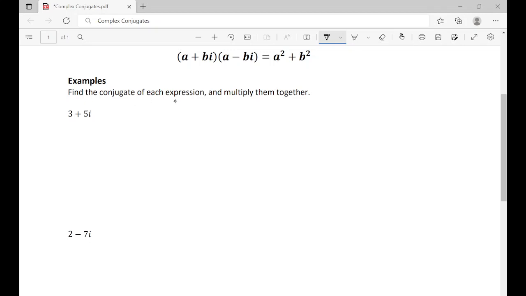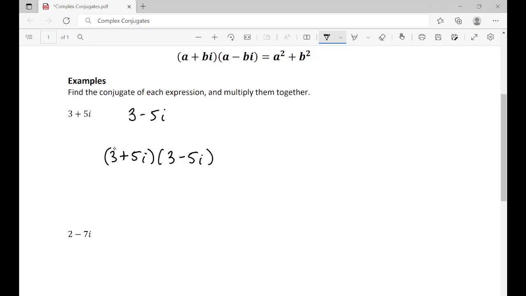So we're going to find the complex conjugate of each expression, and then we're going to multiply them together. So the first one we have is 3 plus 5i. So its complex conjugate is 3 minus 5i. Now we're going to multiply them together. So 3 plus 5i, 3 minus 5i.